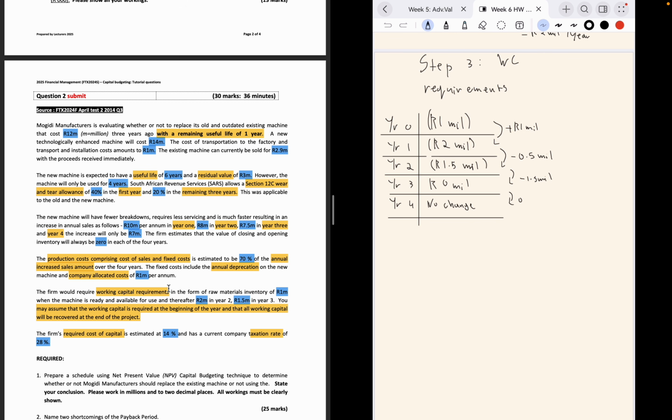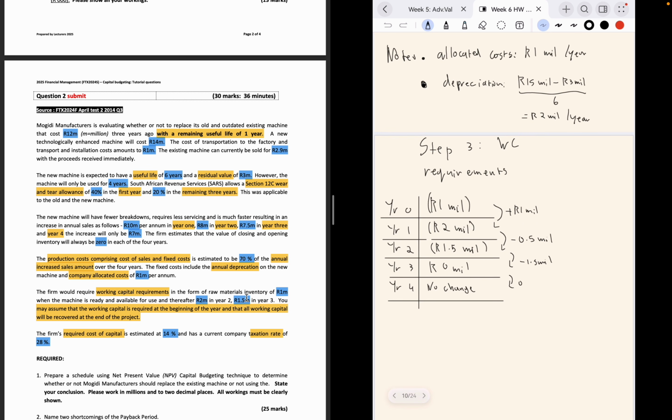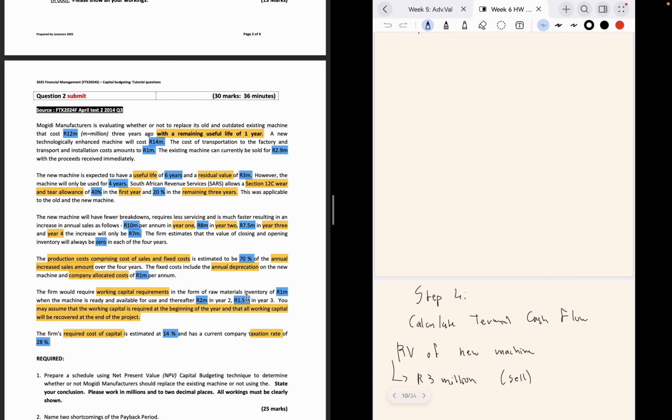Okay, so the firm would require working capital requirements in the form of raw materials, inventory of 1 million when the machine is ready and available for use, 2 million in year 2, 1.5 million in year 3. Okay, so that means in year 0, we have R1 million. From year 0 to year 1, we increase it by 1 million. From year 1 to year 2, we decrease it by 0.5. From year 2 to year 3, we decrease it by the full amount of 1.5 million. And then in year 4, there's no change. So that's step 3. We've calculated the working capital requirements.